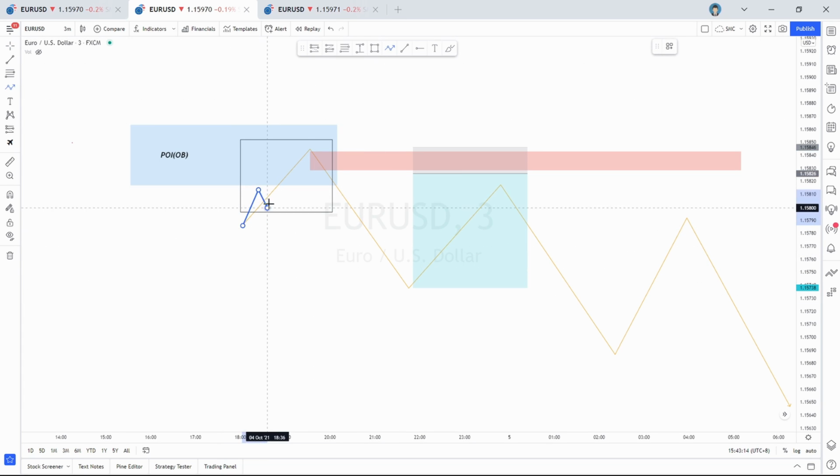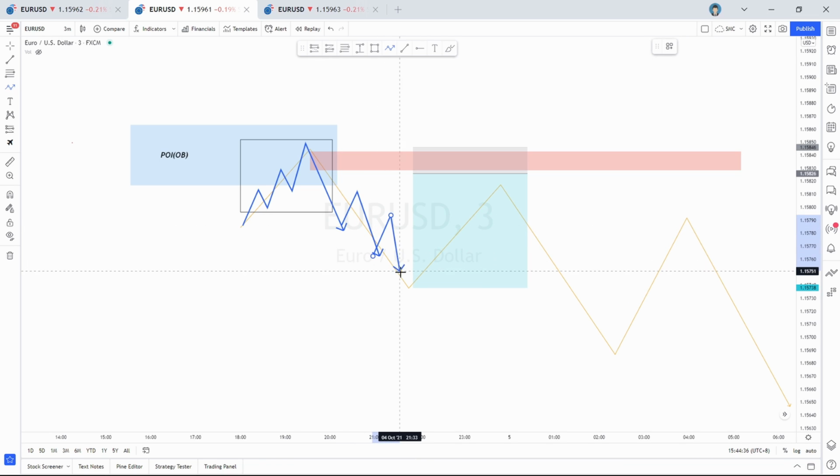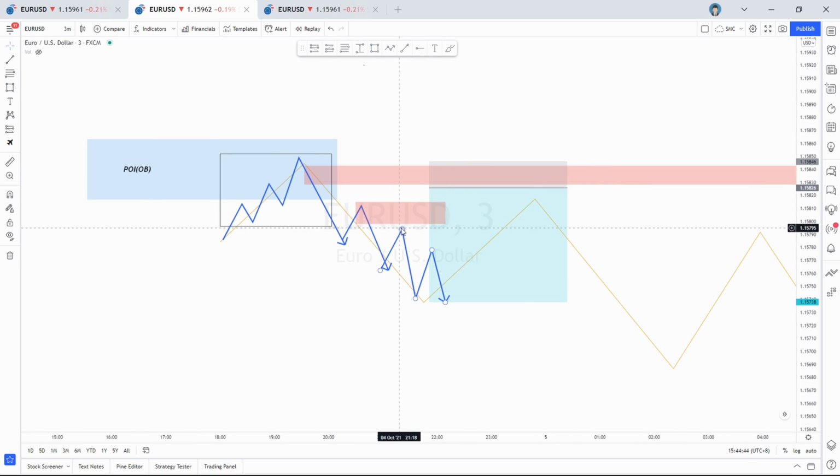Wait, let me just fix it up again. So as soon as it breaks structure, then we can expect a pullback like this, but it failed to do that. Let's say price did this. This happens multiple times, so it keeps continuing to the downside. Then technically you can enter on this OB here. Then price could tap it without looking for a schematic inside it. You can just enter, so set a sell stop there.